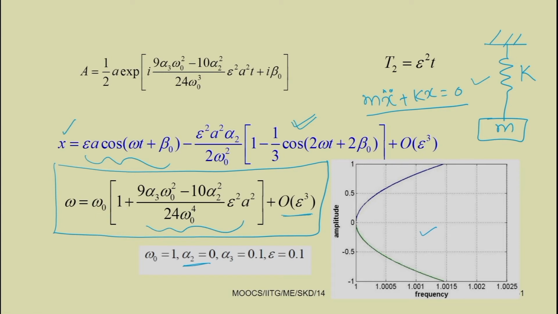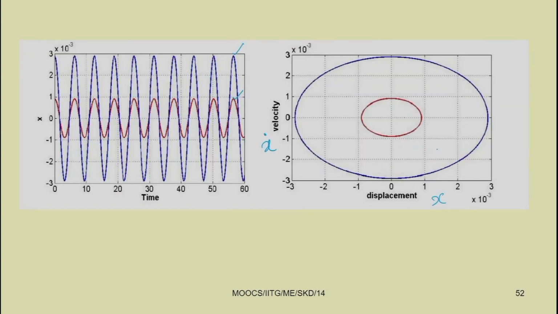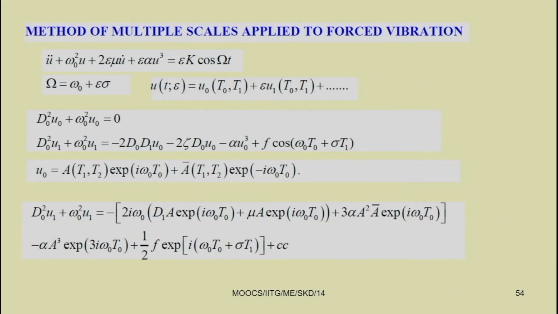In the linear case, this is only the first term, but in the nonlinear equation the additional term is omega 0 into (9 alpha 3 omega 0 square minus 10 alpha 2 square) by 24 omega 0 fourth into epsilon square a square. This way you can analyze the nonlinear free vibration response of the system. In several systems, depending on the system parameters, you can analyze the response amplitude and frequency also.